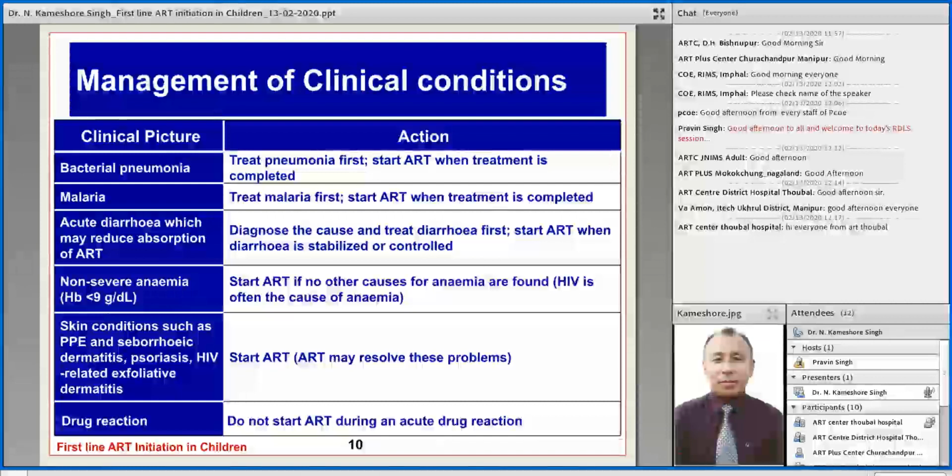In case of non-severe anemia, for example hemoglobin less than 9 gram per deciliter, we can start ART if no other cause of anemia is found, because it is known that HIV infection itself may be the cause of anemia. For skin conditions such as PPE, seborrheic dermatitis, psoriasis, and HIV-related exfoliative dermatitis, we may straight away start ART, because many of these conditions may resolve after starting ART. However, in drug reactions, we do not start ART during acute drug reactions.